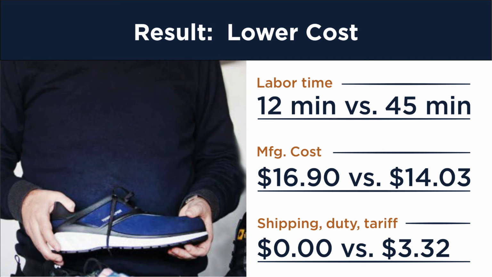Lower cost is another result. In this example, labor time is reduced to 1/3 of traditional processes. Manufacturing cost is reduced by approximately $2.87 per unit. This cost comparison is traditional processes in overseas markets like Vietnam with bonding processes based in the United States or the European Union. Lastly, by producing in domestic markets, shipping, duties, and tariffs are eliminated. Overall, the savings are about 33% for this example.